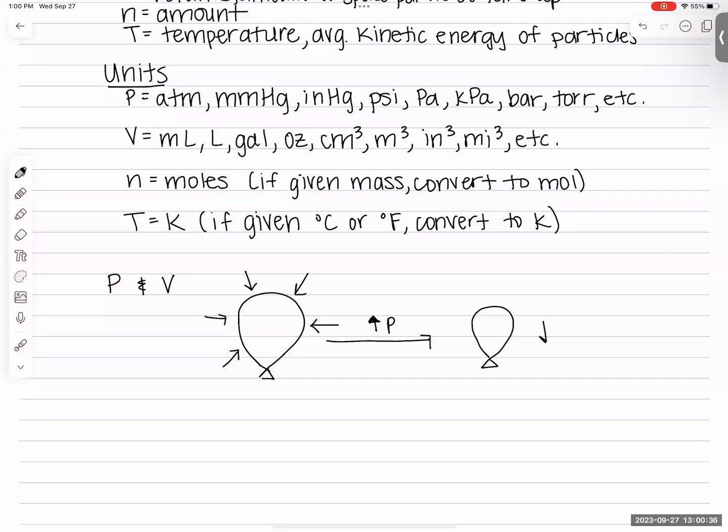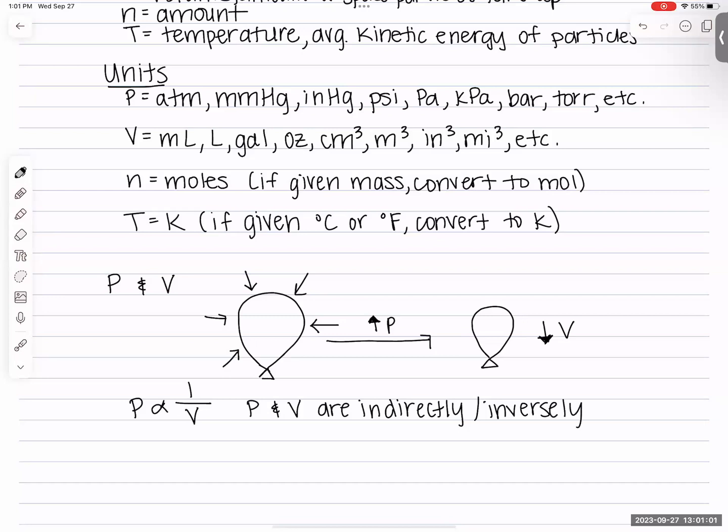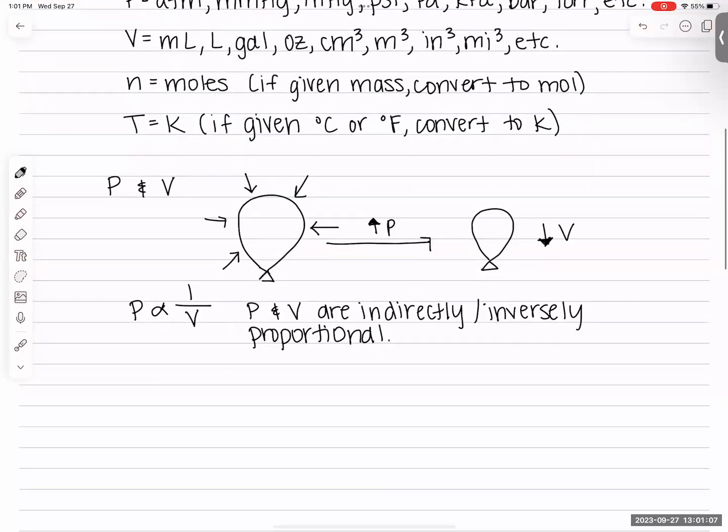So we're going to lower the volume. So pressure is proportional to the opposite of volume because they are inversely proportional. This symbol is a proportionality. So pressure is proportional to the opposite of volume. So we put volume on the bottom here.